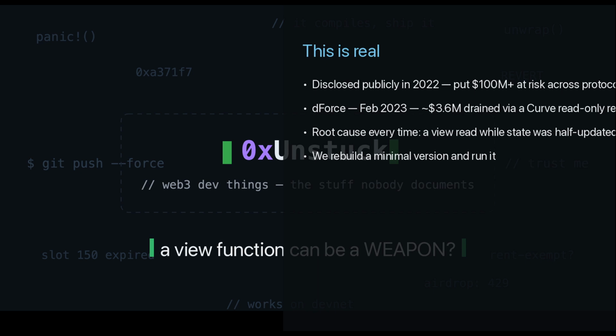The read-only reentrancy class was disclosed publicly in 2022, and researchers found it put over $100 million across major protocols at risk. In early 2023, the lending protocol dForce lost around $3.5 million to exactly this, a price read from a Curve pool while that pool was mid-operation. Same root cause every time. Someone trusted a view function that was quietly reporting a half-updated state. Let's build the minimal version.